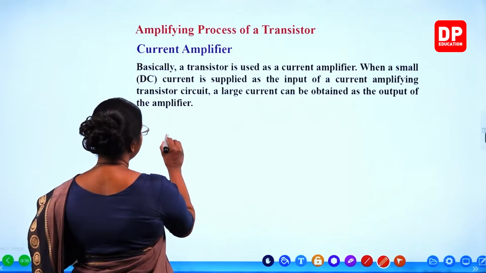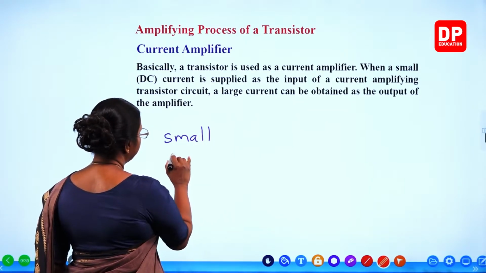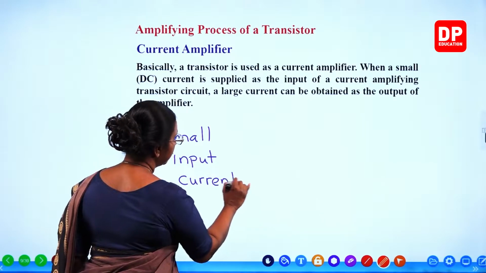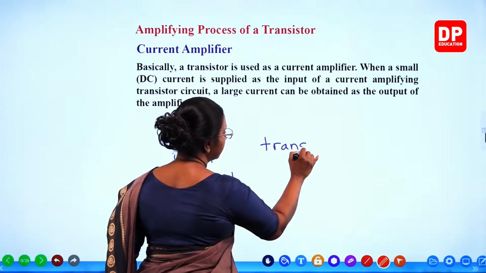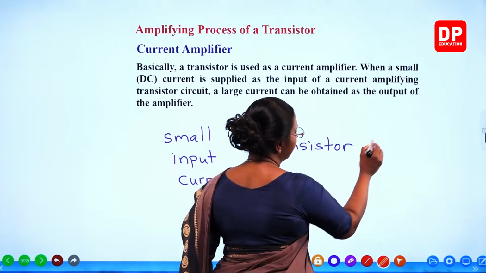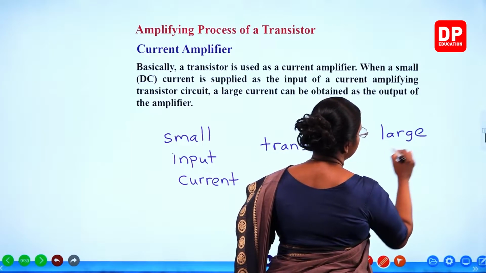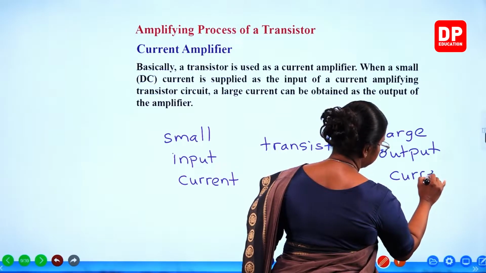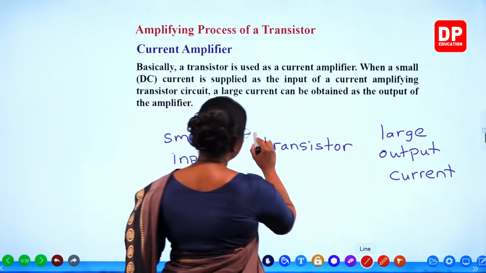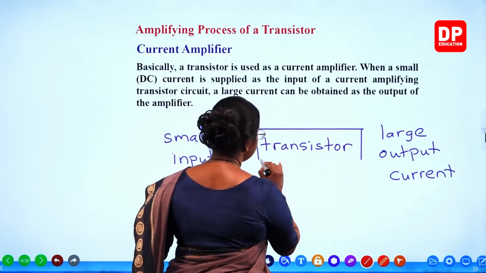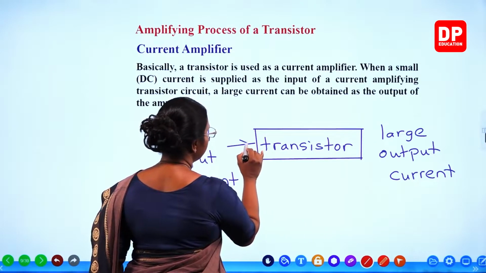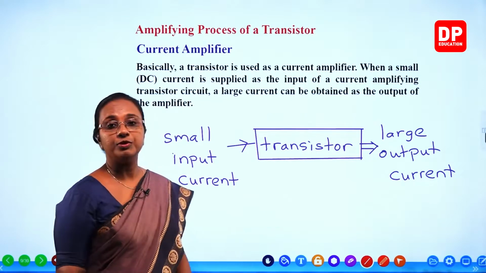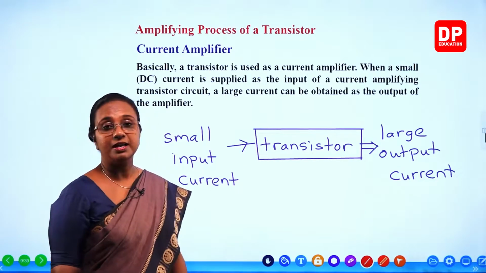So we provide a small input current to a transistor. Then you will get a large output current. So we give a small input current to the transistor circuit. This is given to the transistor circuit. From there, we get a larger output current. So that is the amplifying process.